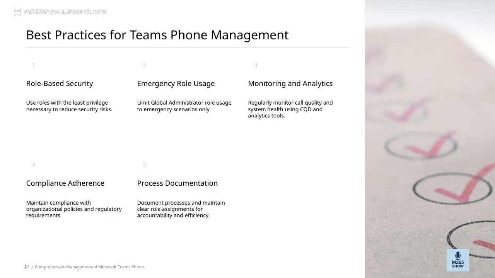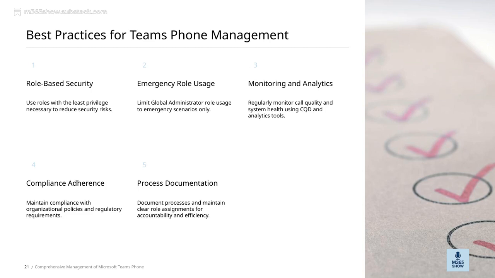Let's talk about some best practices for managing your Teams Phone system effectively. First, it's crucial to document your processes and clearly define role assignments. This helps ensure accountability and keeps things running smoothly. When everyone knows their responsibilities, it boosts efficiency across the board.